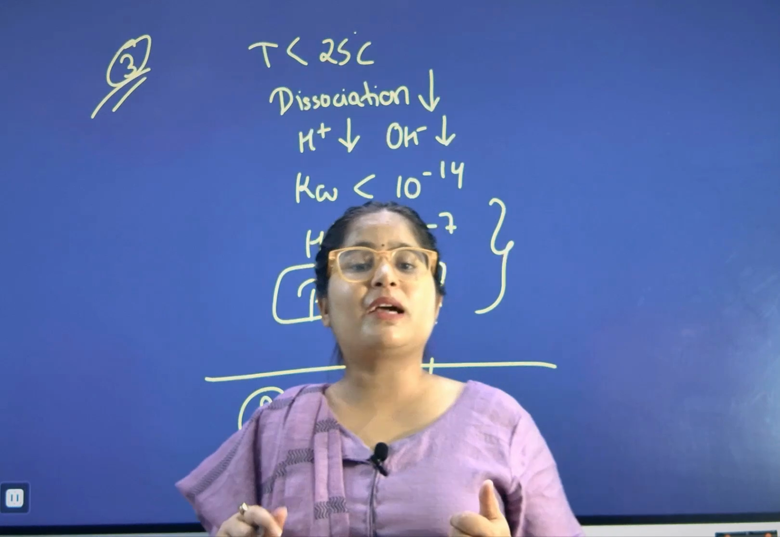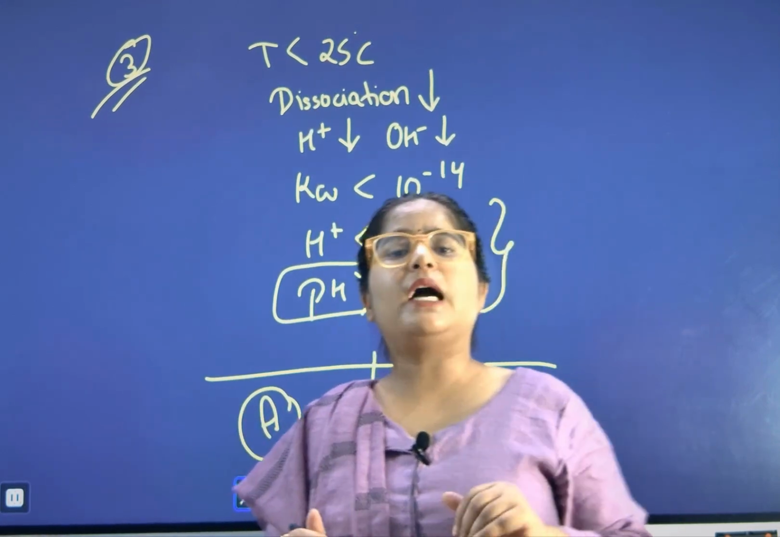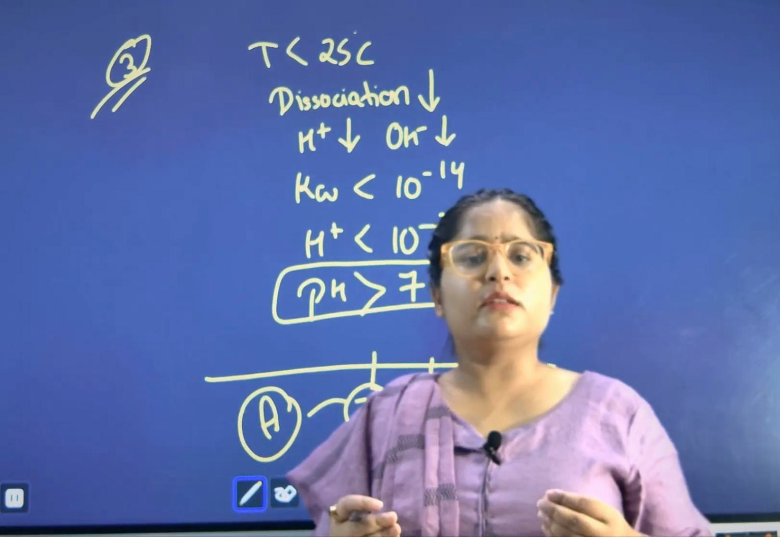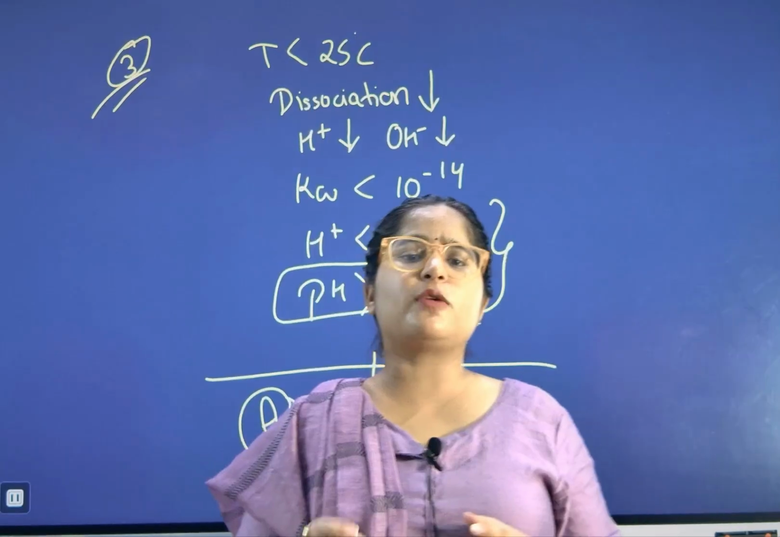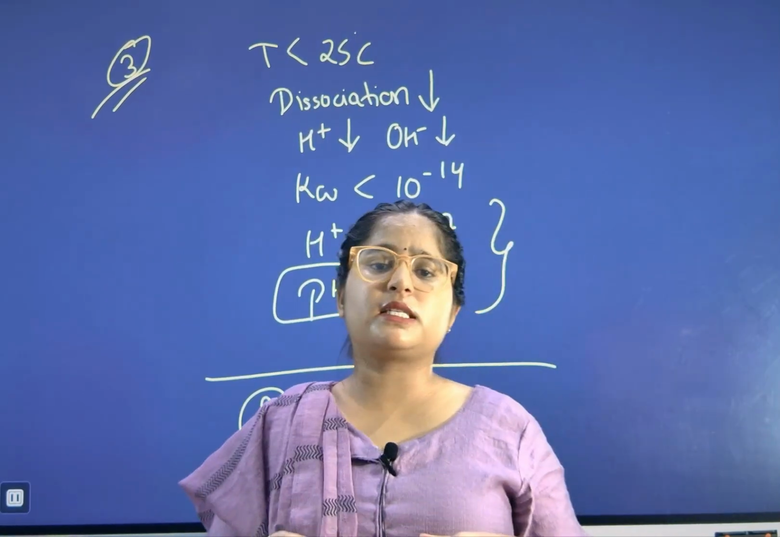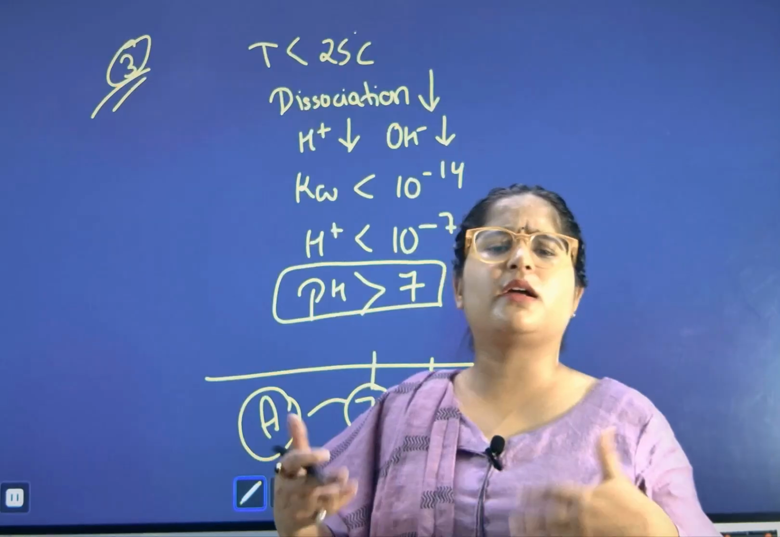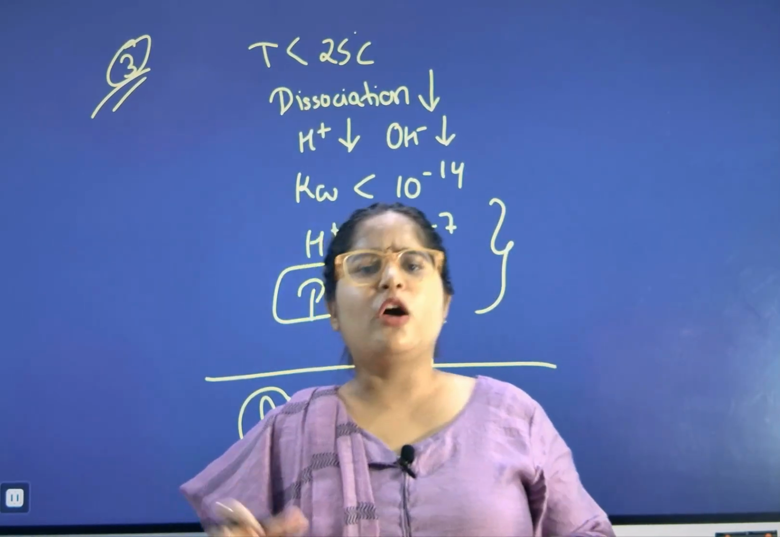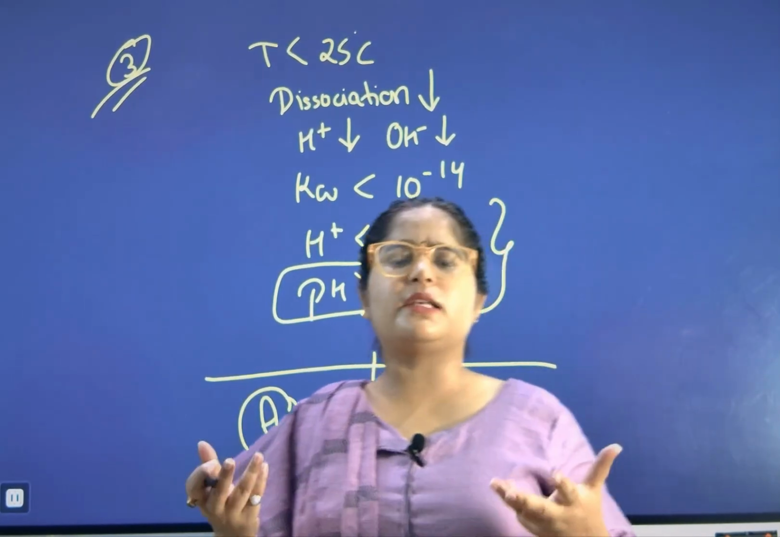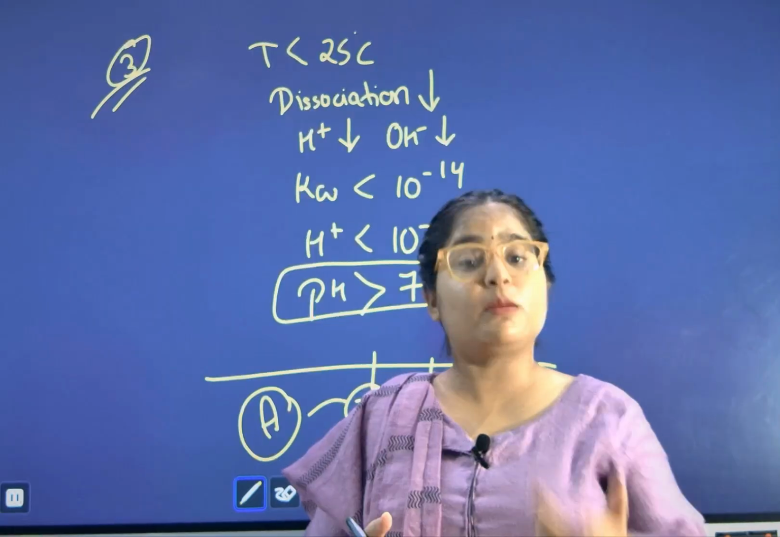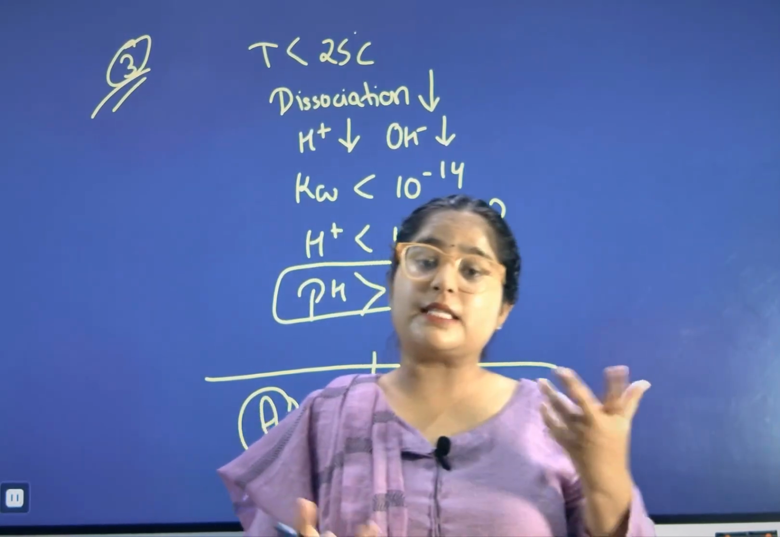So 7 will become basic. Clear? Third case, what we have seen: when the temperature is decreased, H ion decreased. When H ion has decreased, it means pH has increased. Now we are getting the neutral point at something around, for example, 7.5 or 8. For example, 8 is our neutral point. So this time 7 will become acidic. Have you ever thought that 7 will become acidic?